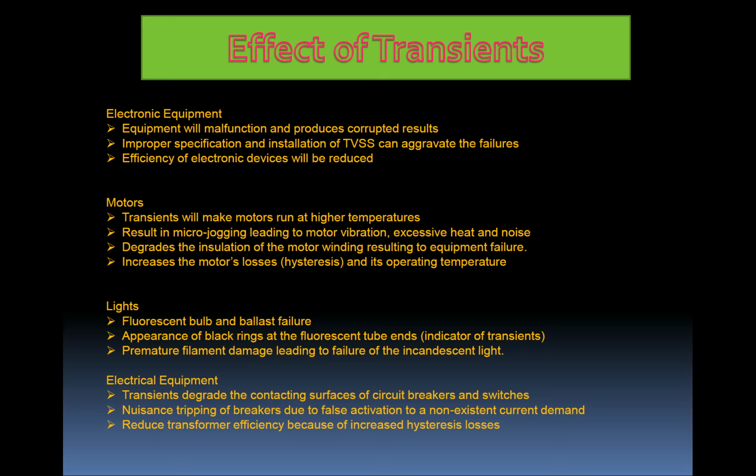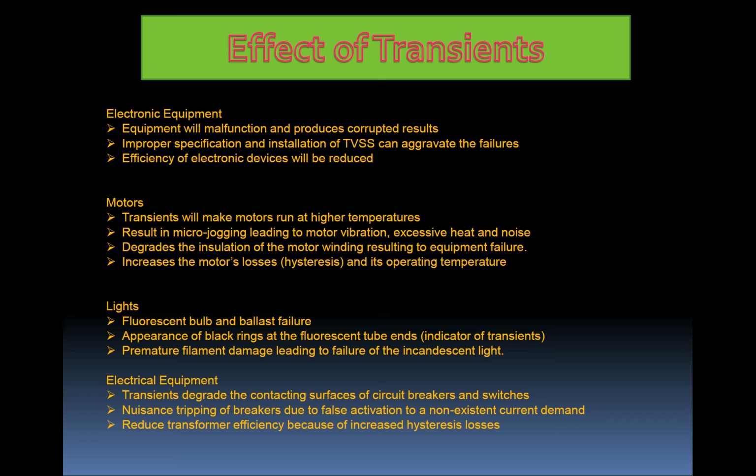Next is light, our fluorescent bulb. Normally there is bulb and ballast failure due to transients, and black rings at the tube. Normally you can see on our fluorescent tube, at the ends, we have some black rings. That indicates we have a transients issue in our home, even if it doesn't originate from our supply, so it affects our fluorescent bulb. There is also premature filament damage, especially in incandescent lights, though those are rarely used today.